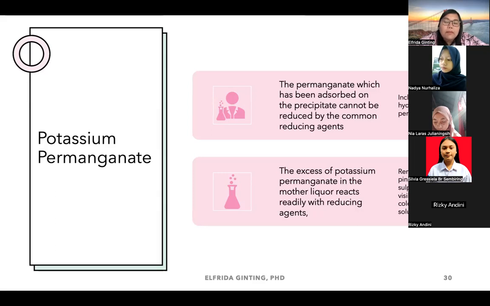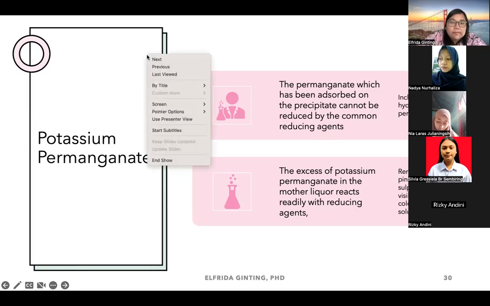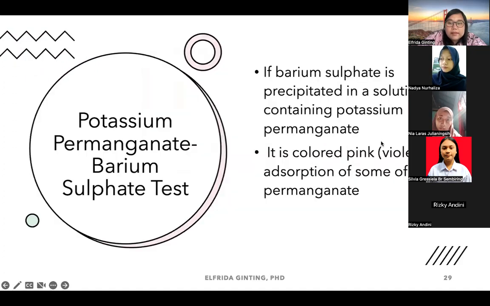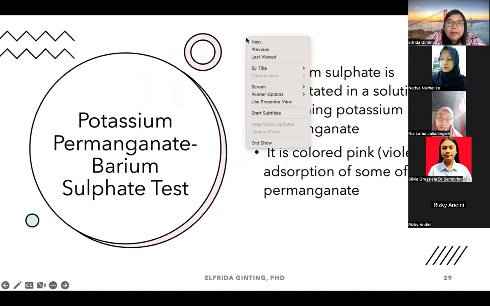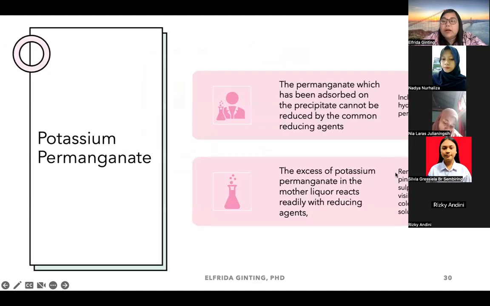Pink barium sulfate in a colorless solution. So the potassium permanganate, you should use in excess. It means a lot of it, in order for it to react with the reducing agent, so that the violet, it has a pink violet, right? The violet will change into a pink barium sulfate.